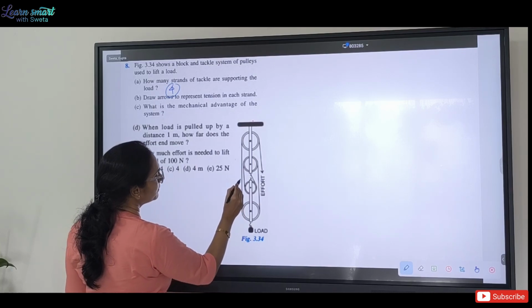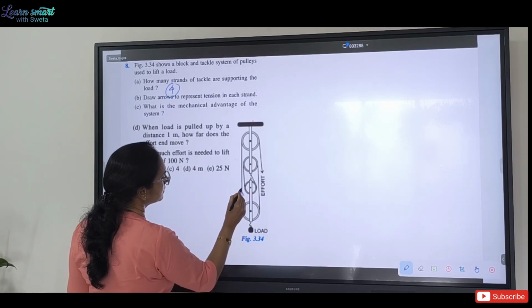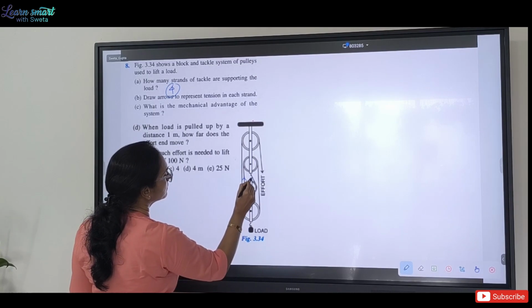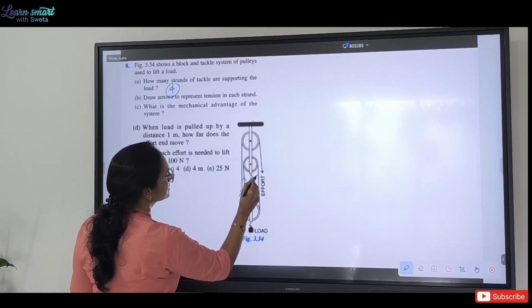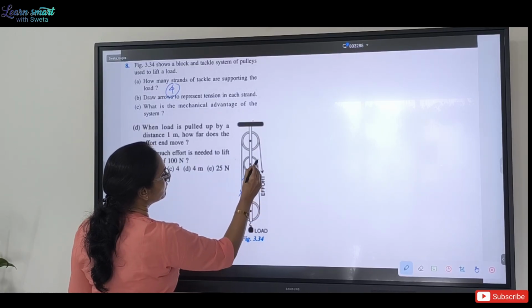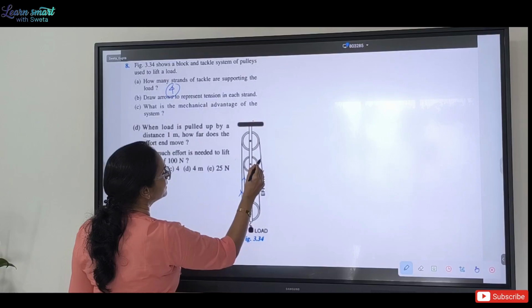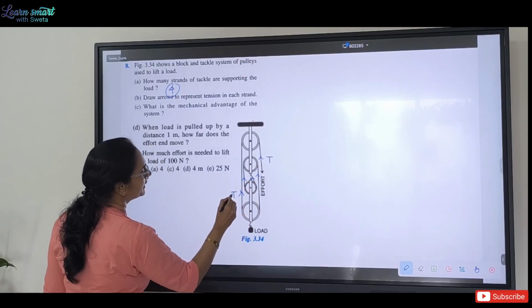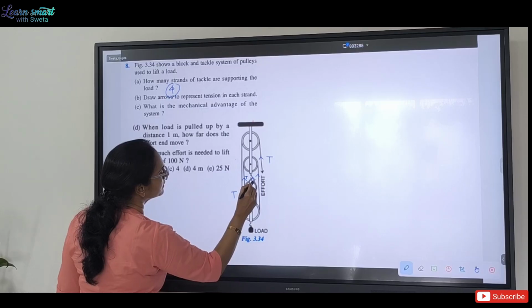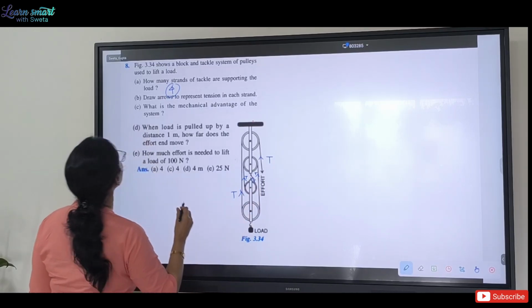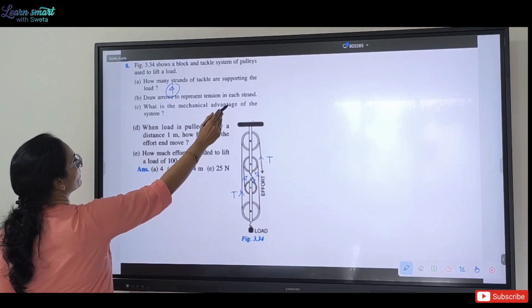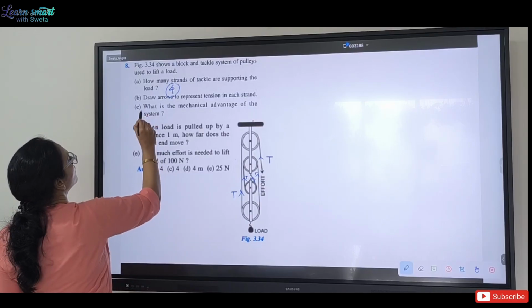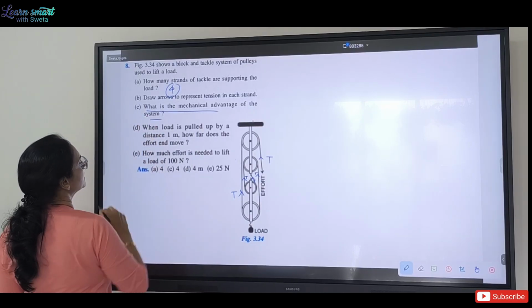So arrows will be just like this. So up arrows, and this, and effort is downward and it is balanced by an up T. So this is the other. So we should write T, T, here also T and T. So what is it, draw arrows to represent tension? We have done that. What is the mechanical advantage of the system?